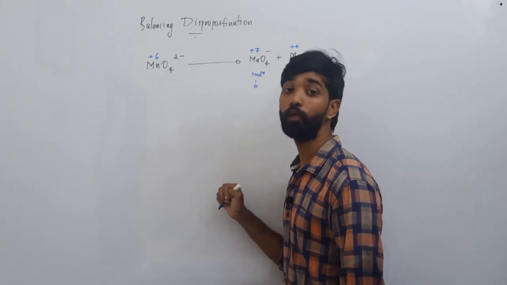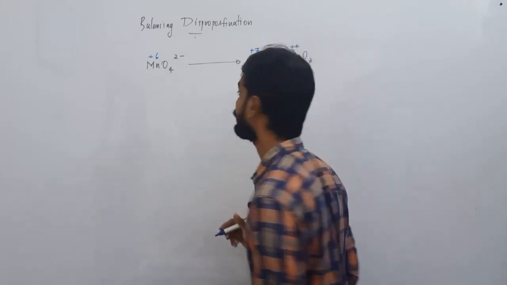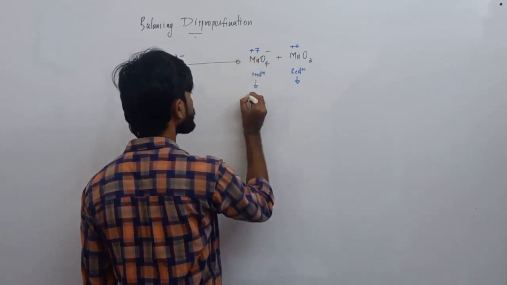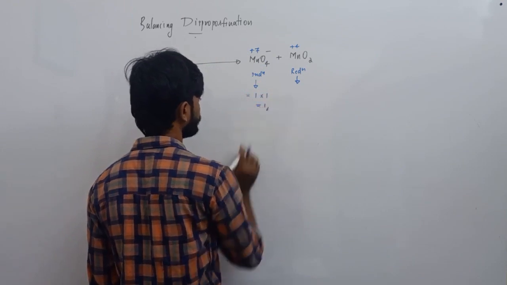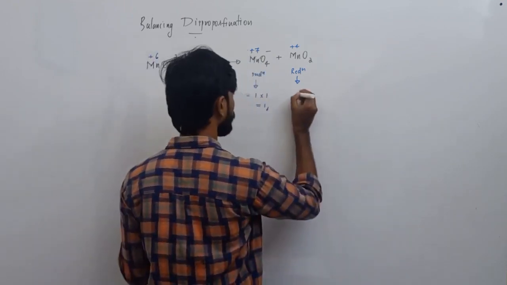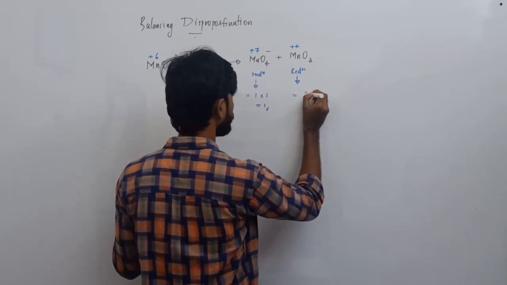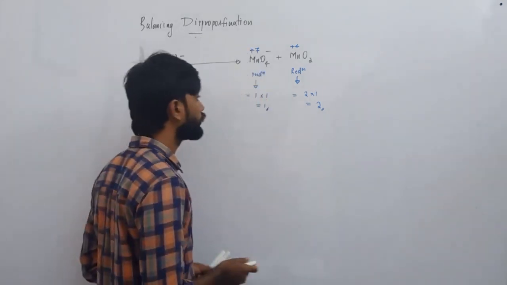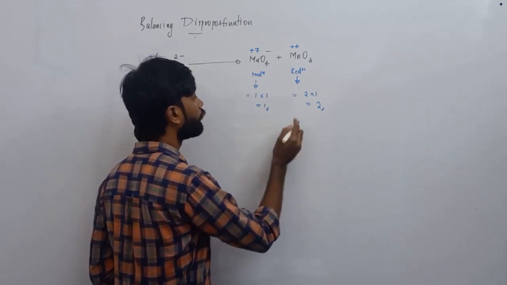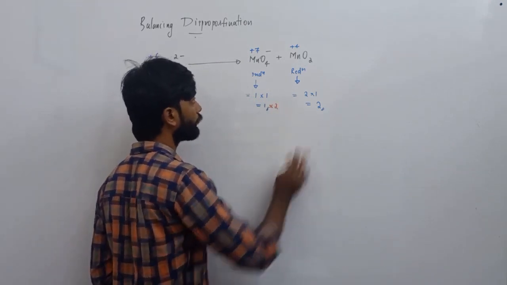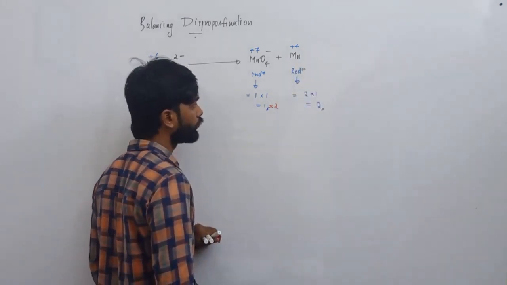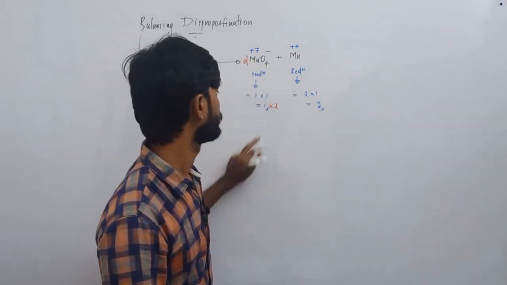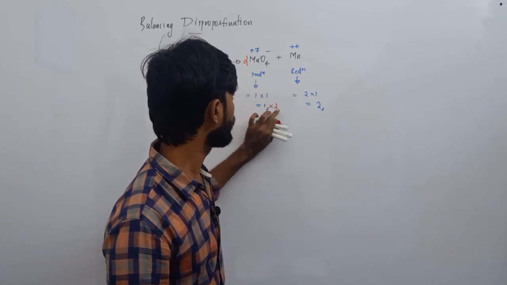Then you find the electron lost or gained. Electron lost is 1, oxidation, 1 into 1 manganese, 1. Electron gained is 6 to 4, 2 into 1, that is 2. So here electron gained and electron lost are not the same. So you simply multiply here with the 2. Let it be plus 4. Multiply here with the 2, only here.